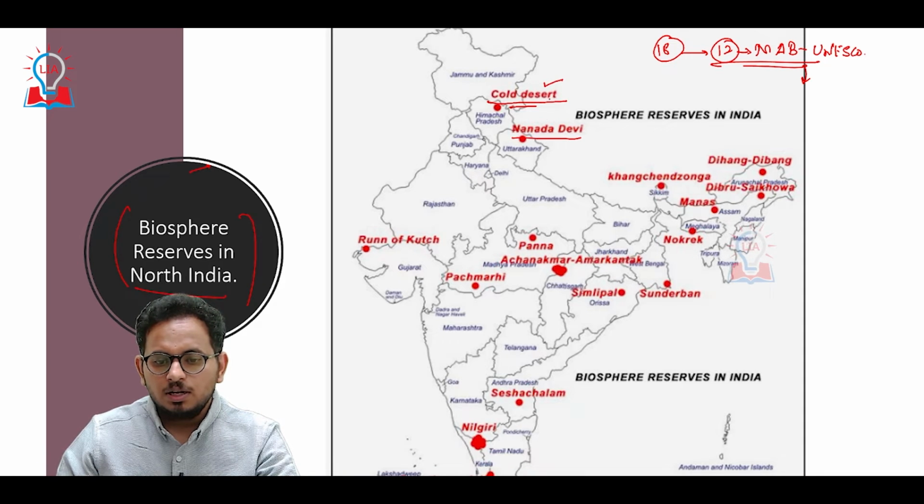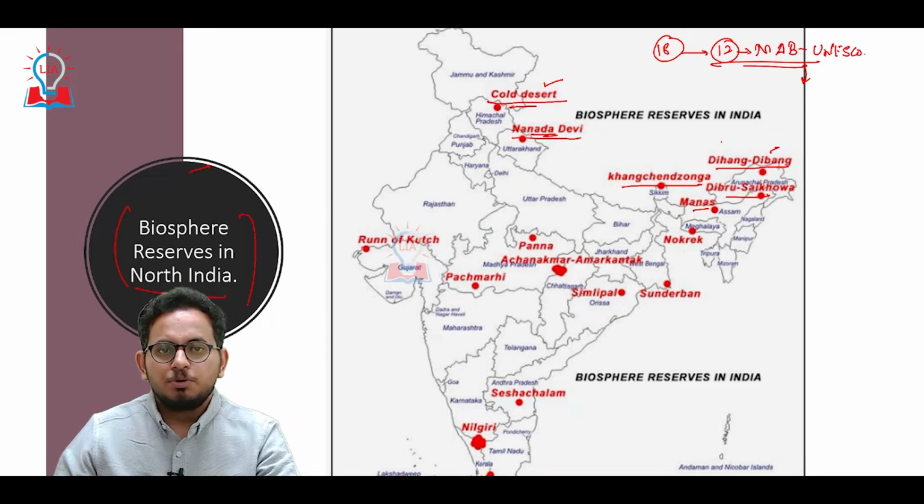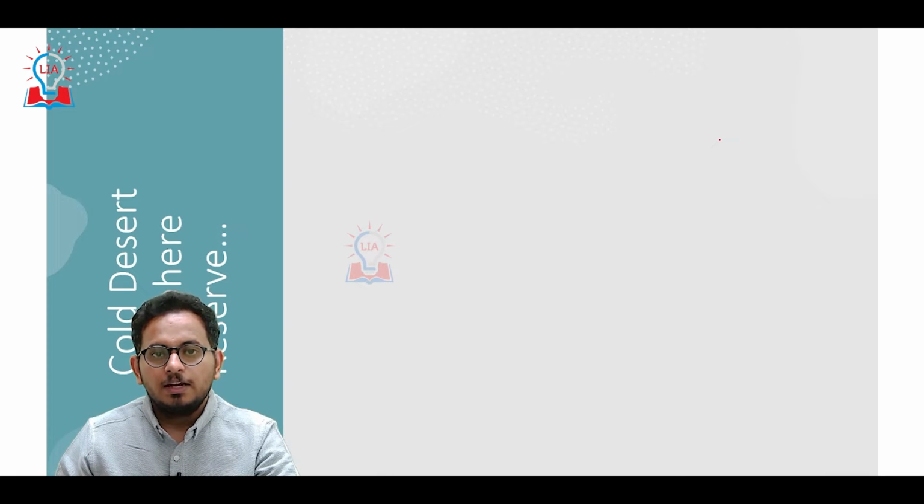That is, first one, Cold Desert, which is in the state of Himachal Pradesh; Nanda Devi Biosphere Reserve in the state of Uttarakhand; Kanchanjanga Biosphere Reserve in the state of Sikkim; Manas and Dibru Saikhowa in the state of Assam; Dihang Dibang Biosphere Reserve in the state of Arunachal Pradesh. These are the 6 biosphere reserves that we will be discussing in today's video.